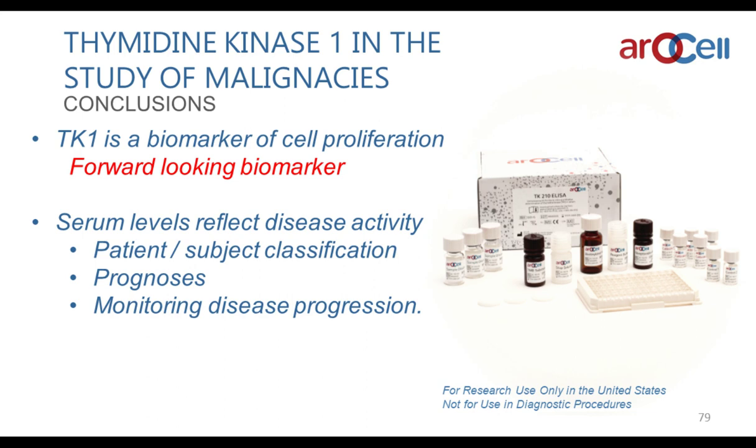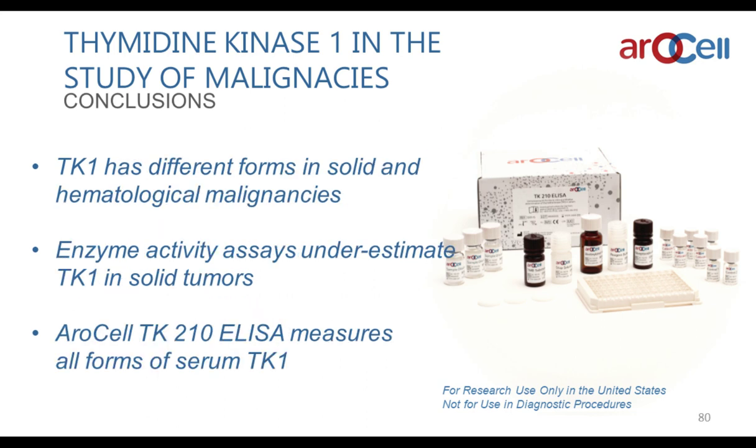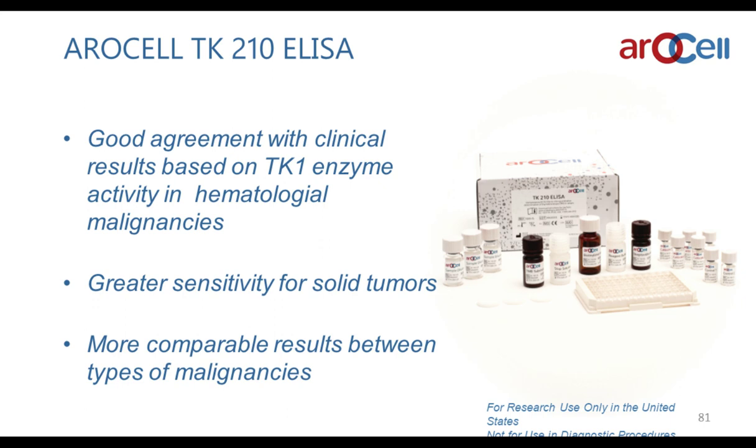So, getting to the conclusion, TK1 is a biomarker of cell proliferation. It's a forward-looking biomarker. Serum levels reflect disease activity and patient classification. They can be used for making prognosis and for monitoring disease progression. TK1 has different forms in solid and hematological malignancies. Enzyme activity assays underestimate TK1 in solid tumors. And AroCell TK210 ELISA measures all forms of serum TK1.